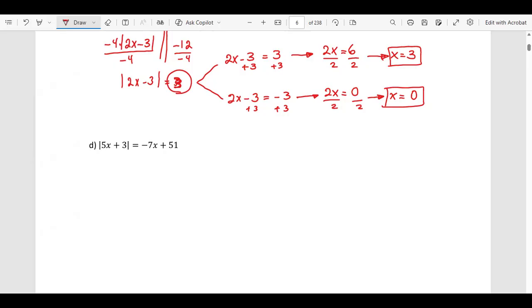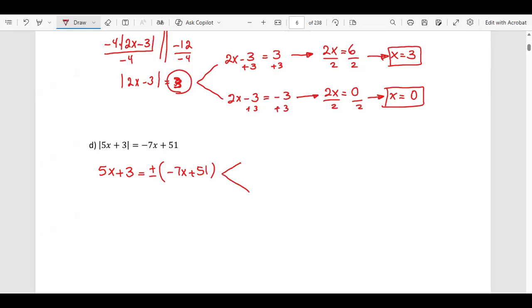Step 2, drop the absolute value. To drop the absolute value, you have to write it as 2 separate equations, one with positive, one with negative, but the positive or negative is for the other side. So you drop the absolute value and you keep 5x plus 3, but the other side, which is -7x plus 51, must be written as the positive 4 or -4. I'm going to separate them.